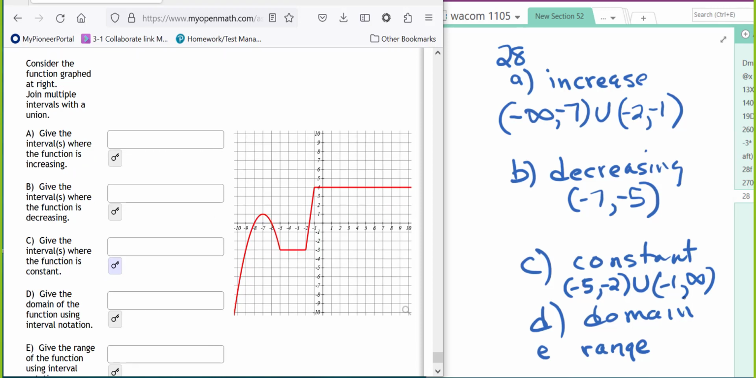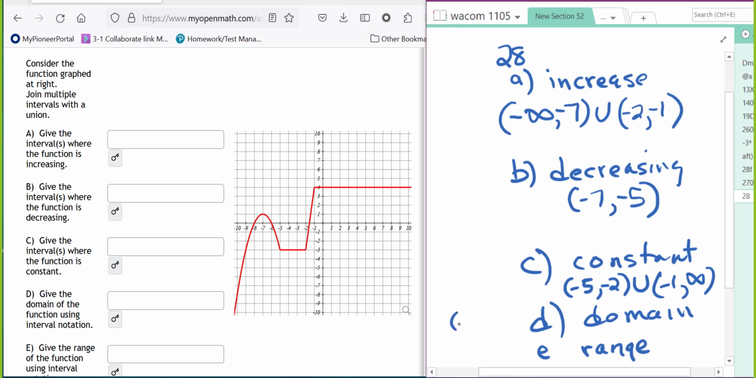Good? All right, domain. This side it goes forever to the left, this side goes forever to the right. So domain is negative infinity to infinity.